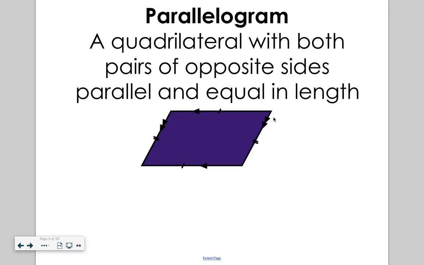So let's talk about this purple one. This purple one is called a parallelogram. A parallelogram is a quadrilateral with both pairs of opposite sides parallel and equal in length. Now that's a lot of words. Let me break this down.